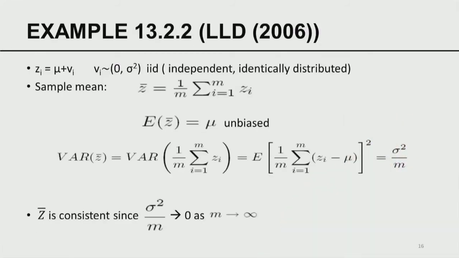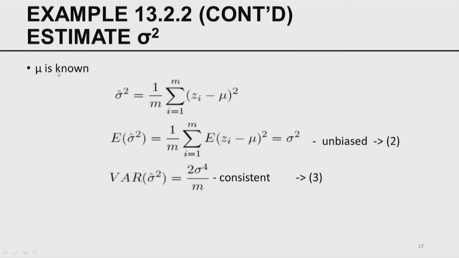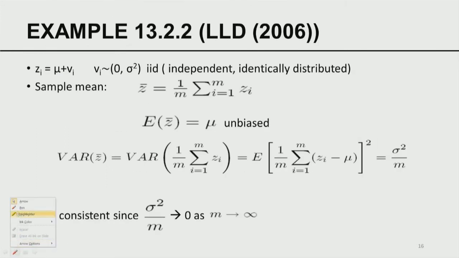Now I'm going to continue with my example. Let mu be the unknown but constant. We are simply concerned with the coin tossing experiment again. Mu is the unknown, zi is equal to mu plus vi. In this particular case, we are assuming vi is normal. Vi has a normal distribution. The vi's are independent, identically distributed.